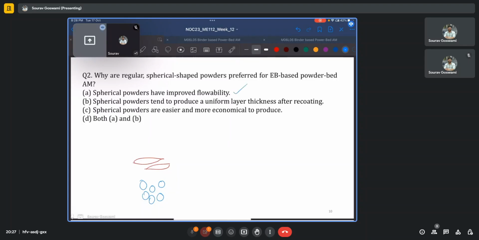Second, so option A is correct. Second, the spherical powders tend to produce a uniform layer of thickness after recoating. This is true. However, to ensure this, we must have a distribution of the powder particle sizes.